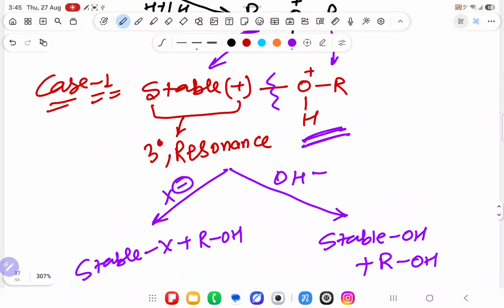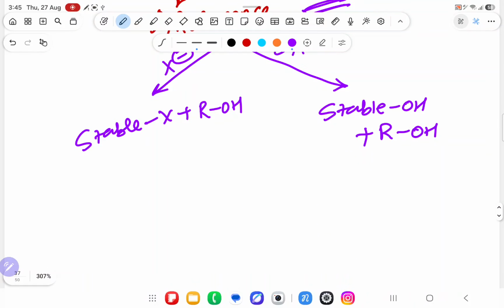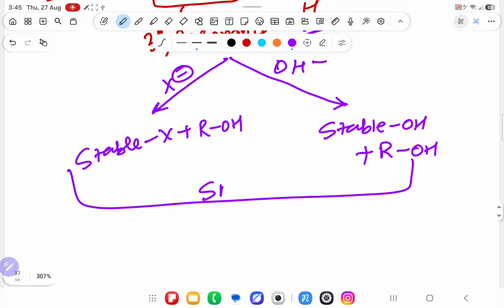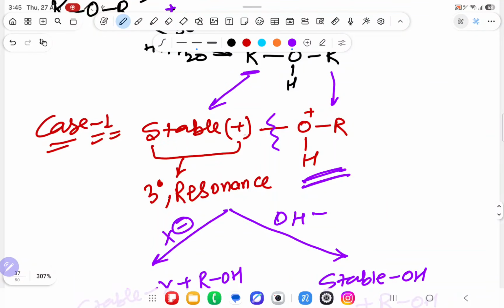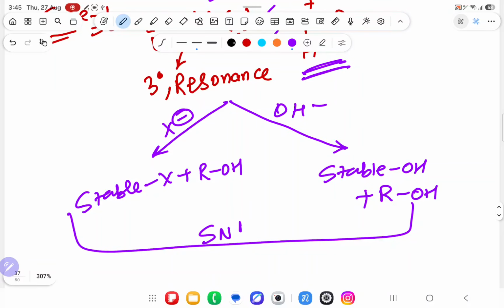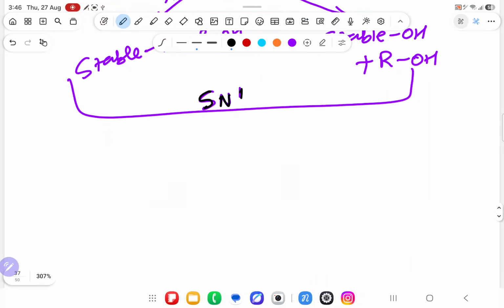This is the question I will also do. Case number 1: both will follow the SN1 mechanism. Why? Because a stable plus is there. So whether X minus or OH minus is coming, both will follow which mechanism? SN1 mechanism, meaning carbocation, everything you will do.